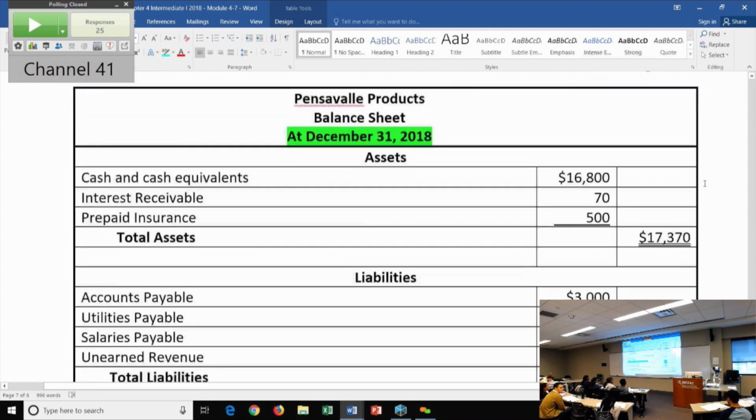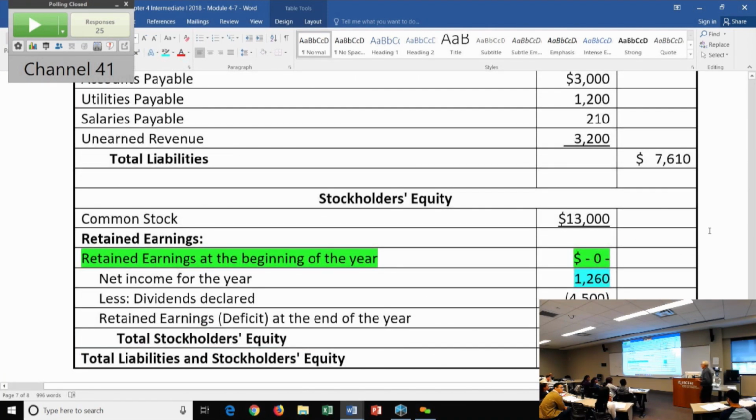Another, putting something like this together or writing something like this, what I try to do is hit every point I can think of as a review. Deficit and retained earnings. There's a deficit. Dividends are 4,500, income is 1,260. You've got a negative retained earnings.